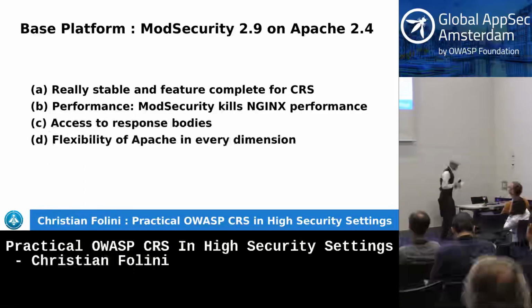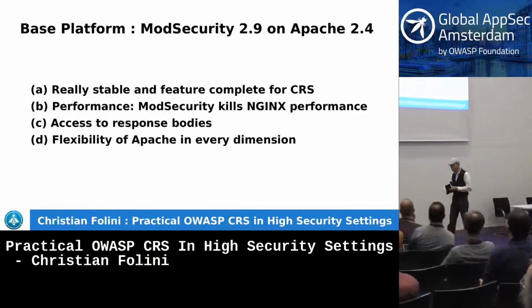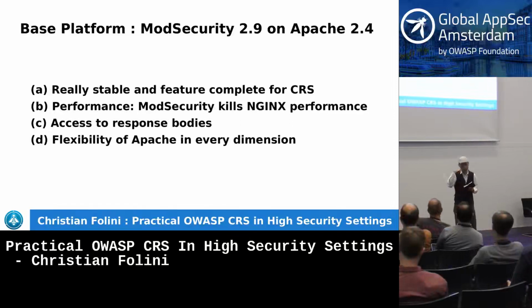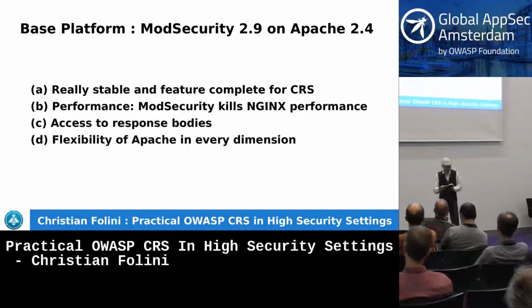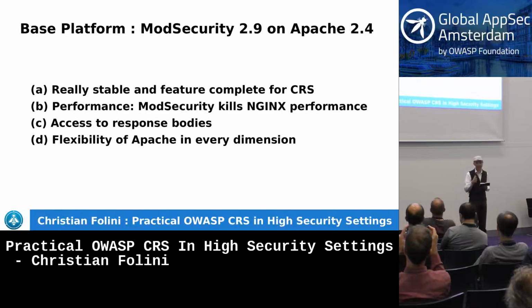Good. Base platform. So what do you want to do on the base platform? I talked about alternatives to run ModSecurity nowadays. What we've used here, and what I still advise my customers, is to run ModSecurity 2.9 on Apache 2.4. It's the best platform for the task ahead, namely in a high security setup. Why is that? It's a proven, stable platform or application, and it's feature complete as far as CRS is concerned.